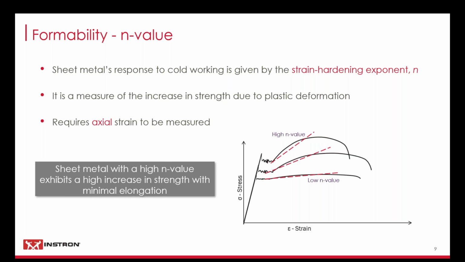Looking at n value, which is typically a pretty important one. It tells a lot about your material. It's the sheet metal's response to cold working, and you can see that as a measure of the increase in strength due to plastic deformation. So it defines the difference in stress values between yield and UTS, as displayed in that graph you see there. And it requires axial strain to be measured. So sheet metal with a higher n value exhibits a greater increase in strength with minimal elongation.